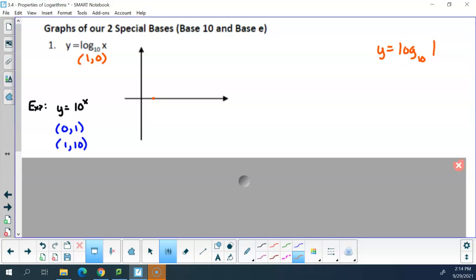The second point, 1, 10, in my exponential, in the logarithmic function, it would be y equals log base 10 of 10. What exponent do I put on 10 to get 10? 1. So that's why we go through the point 10, 1.